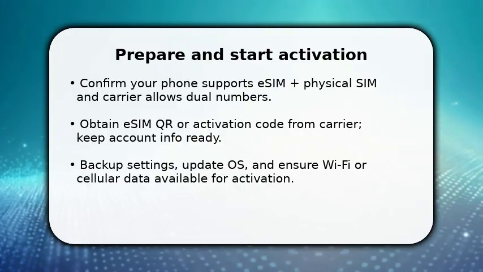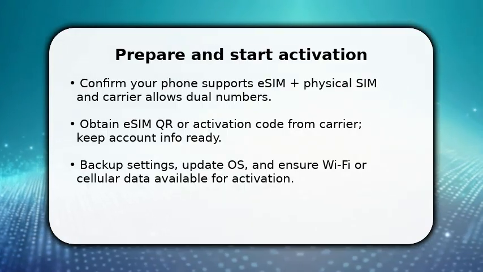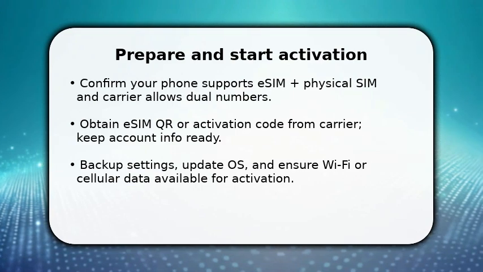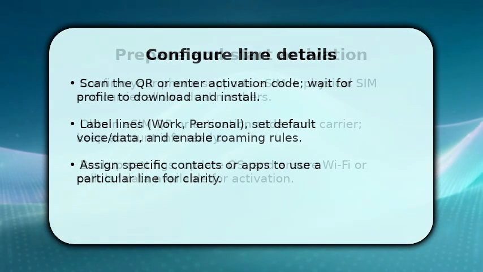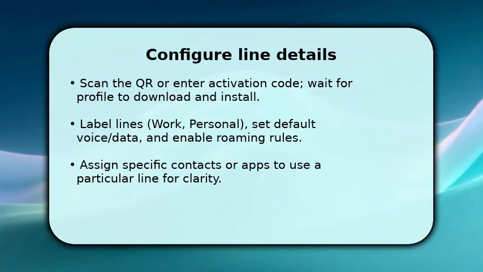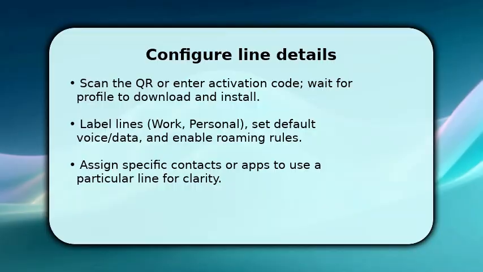Now open Settings, go to Cellular or Mobile Data, and choose Add Cellular Plan to begin scanning or entering the carrier's eSIM code. You've added the eSIM profile. Next, configure how each number behaves.